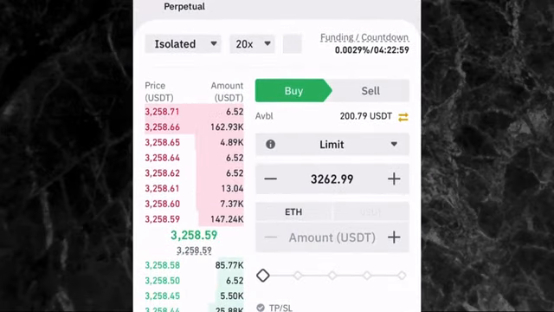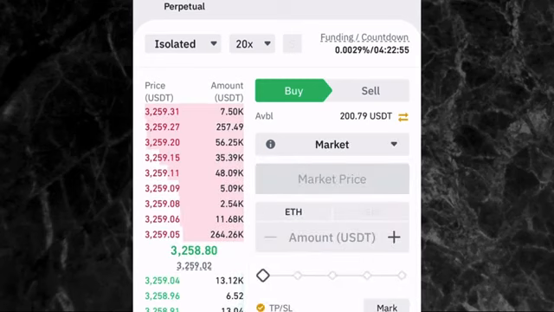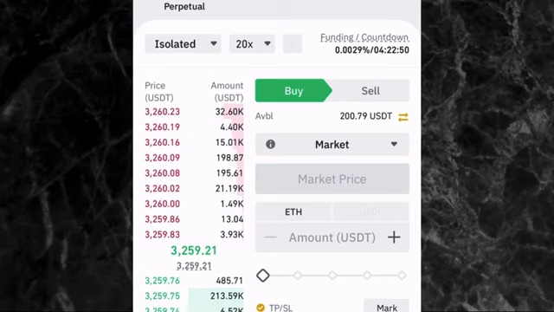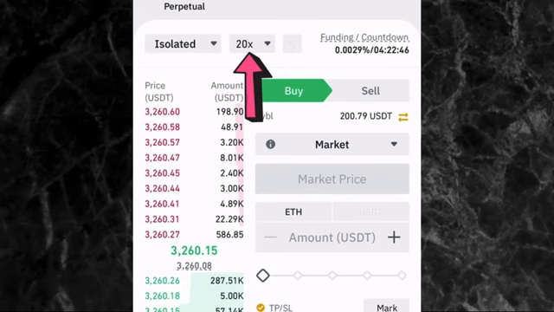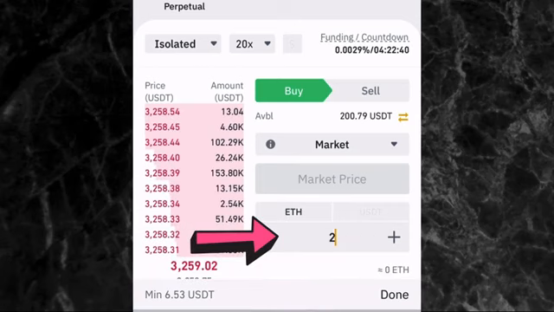And then you come here to where you have limit, and you tap on market. What this means is that you're entering the trade instantly. You're not waiting for the market to come down to enter the trade. You're entering immediately. And then the next thing, pick your leverage. We've already picked 20x leverage. And here, I want to enter the trade with $100. So 100 times 20, don't forget, that's $2,000.